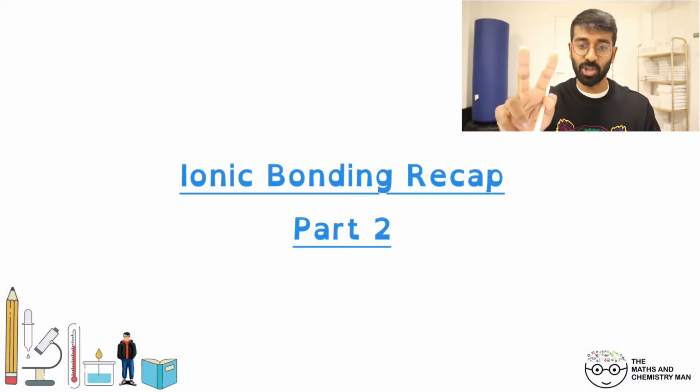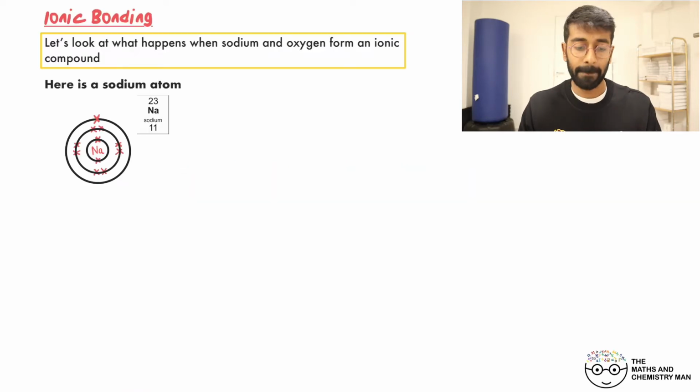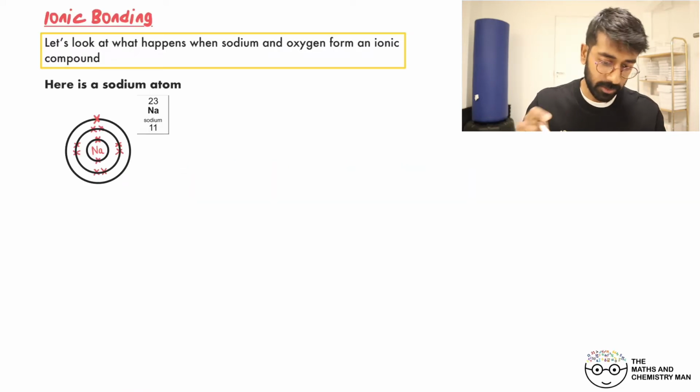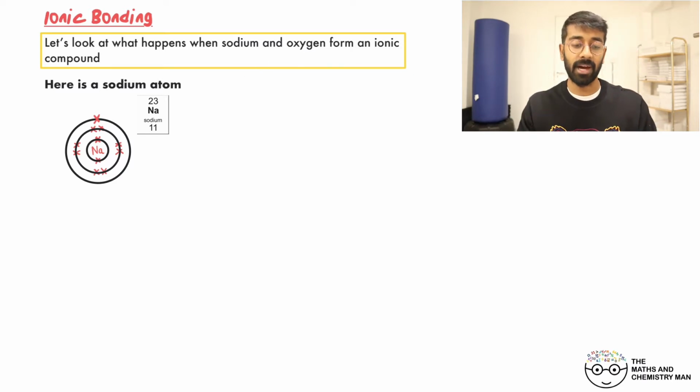Right, we are on part 2 of our ionic bonding recap. So let's get straight into it. We're going to be looking at some more difficult examples now. So let's look at this. We'll look at what happens when sodium and oxygen form an ionic compound.